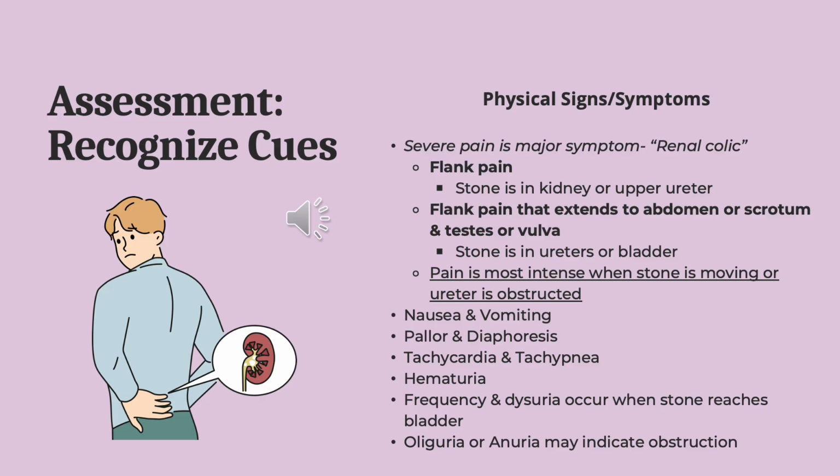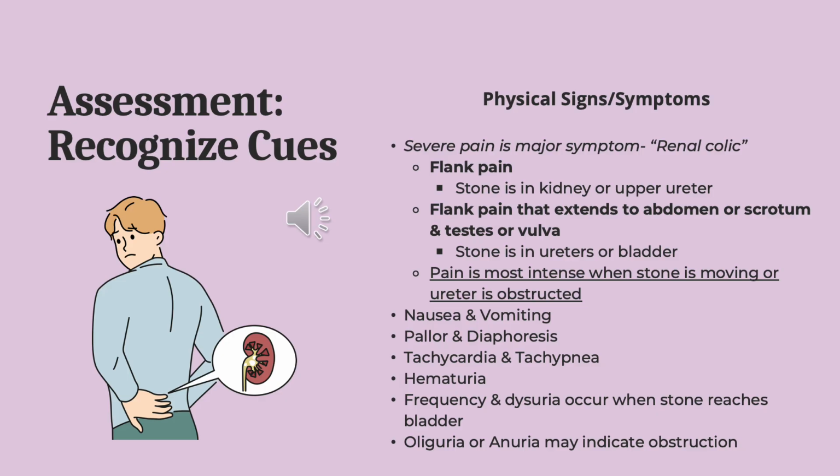Usually the patients have symptoms that come along with their renal colic. They have nausea, vomiting, pallor, and they may also be diaphoretic. They may also have tachycardia and tachypnea, just as the body is reacting to the acute pain.